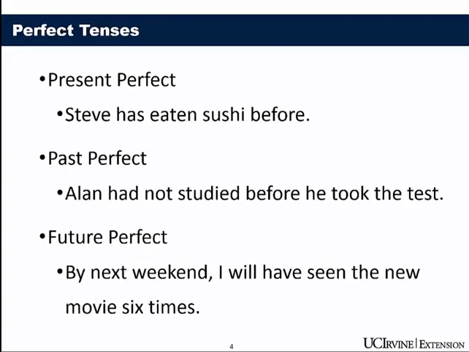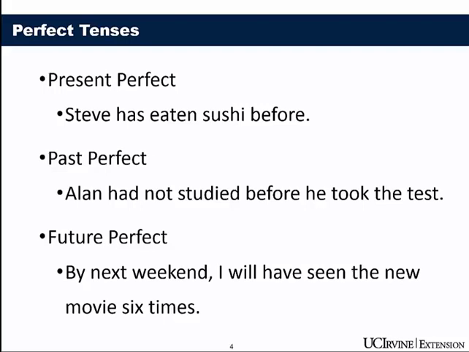Now we're going to talk about the perfect tenses. Present perfect is used to show something that happened in the past before now at a non-specific time, or something that happened regularly in the past, lots of times, but again at non-specific times. The emphasis with present perfect is to show that something happened in the past before now. So it's related to the present, but it shows something from the past.